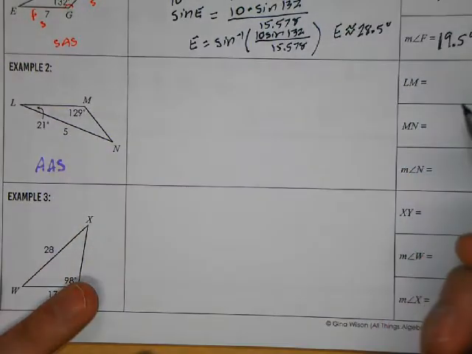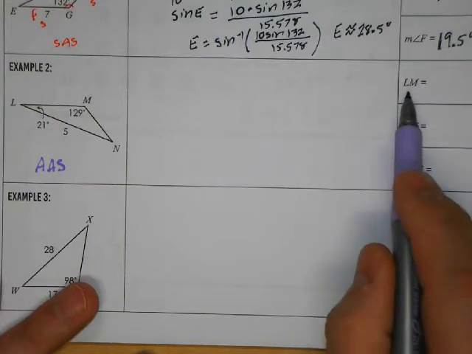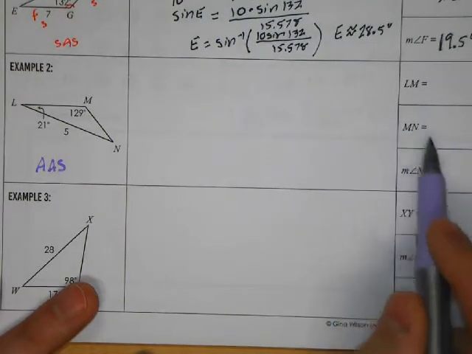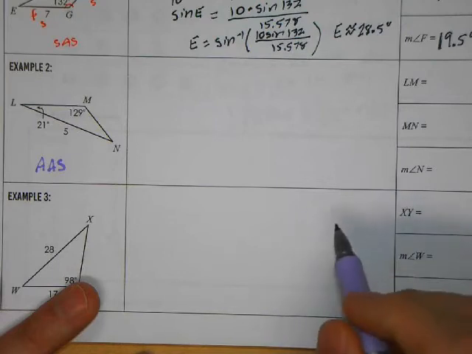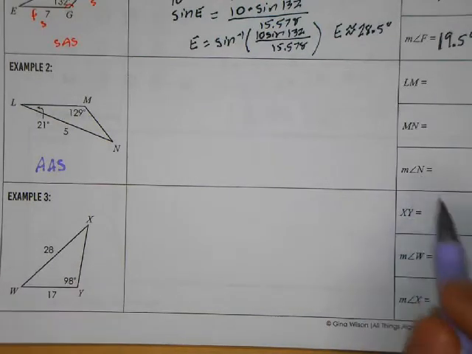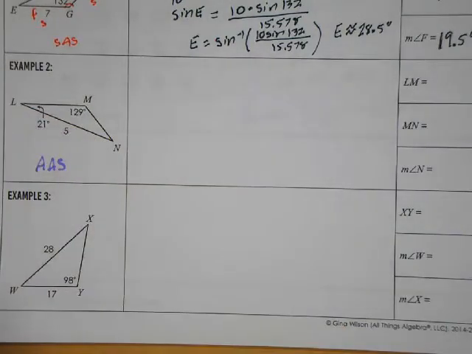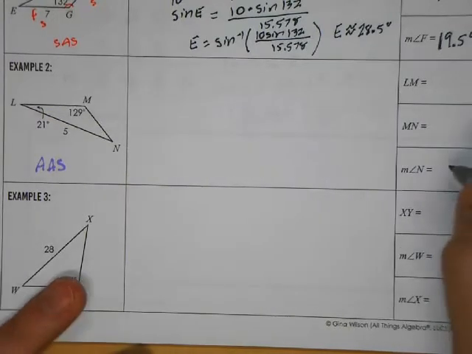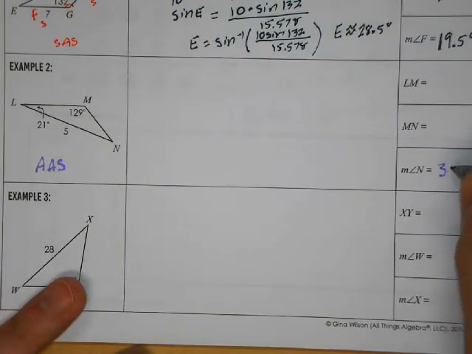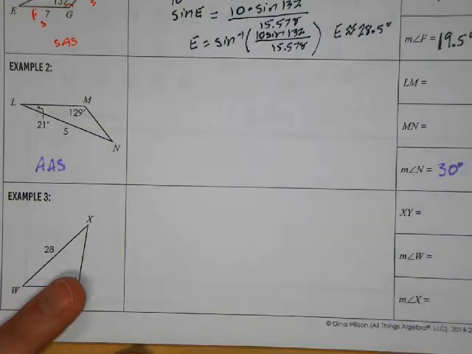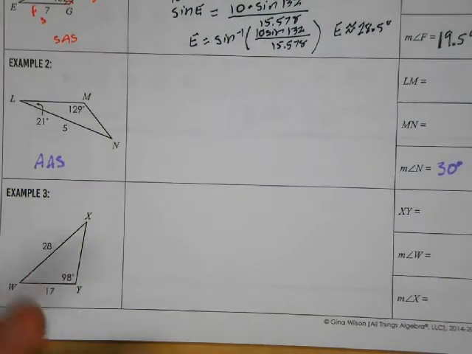And what we're being asked to find are the two missing sides, LM and MN, and then the missing angle. Well, the missing angle is going to be the easiest thing to do because they've given us two of the angles already. So if you just subtract the 129 and the 21 that was given to you, you're going to get this angle here to be 30 degrees. There's really not much work on that one. We're just subtracting the two given angles from 180 degrees.